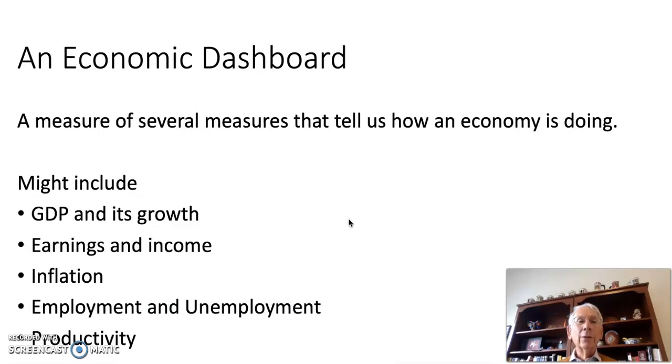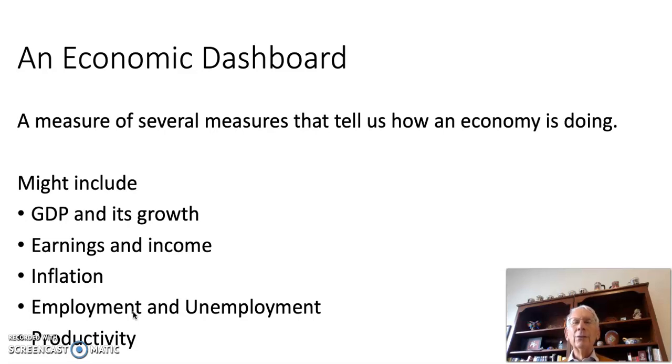And the relevance of that is we want an economic dashboard. Several measures that will tell us how the economy is doing, not just one measure. And as part of this dashboard, it includes the things we've been talking about: GDP and its growth, earnings and income, inflation, productivity, and what I want to talk about today, employment and unemployment.